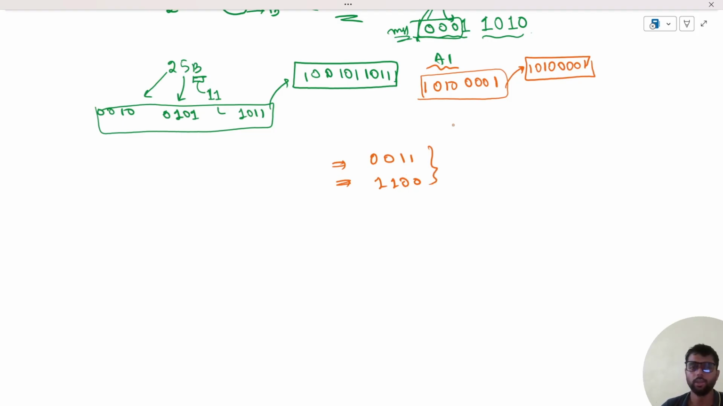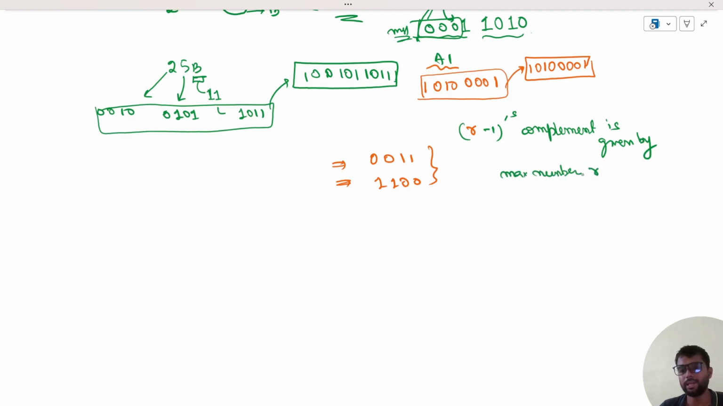How does this come? So for any number system of base R, the (R minus 1)'s complement is given by what? It is given by the maximum number in that base R minus the given number.